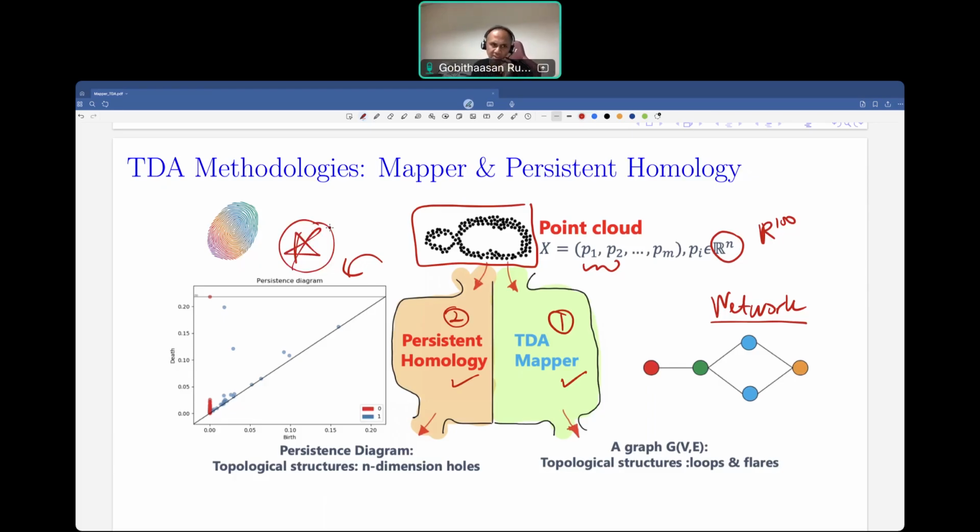All right, so I would cover this in the second part of the lecture, which would be next week. So today we're going to look at the mapper algorithm in detail.